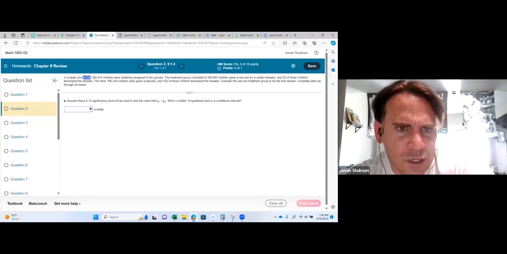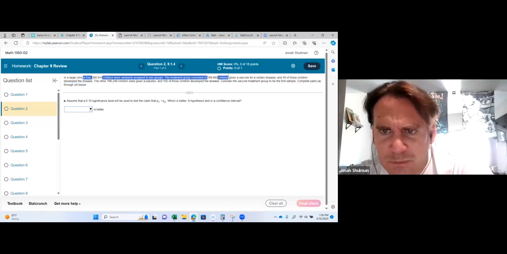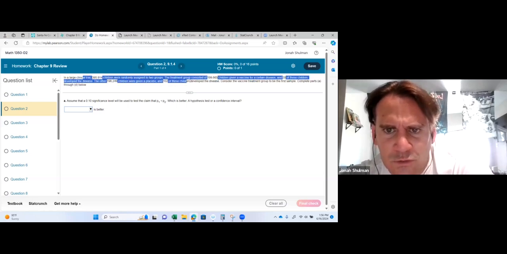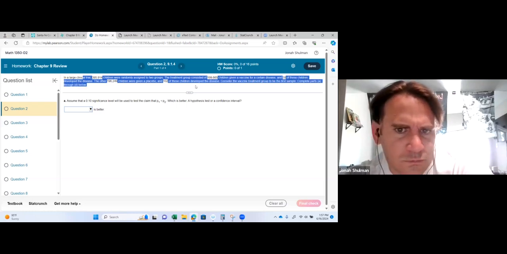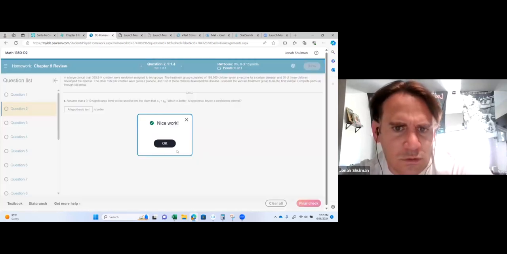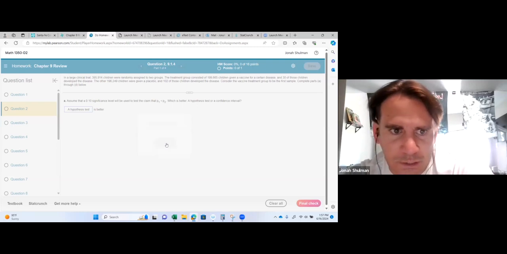In a large clinical trial, this many children were randomly assigned to two groups. The treatment group consisted of this many given a vaccine, and 30 of those developed the disease. The other children were given a placebo, and 102 of those developed the disease. Considering the vaccine treatment group to be the first sample, assume 0.10 significance. Which is better, a hypothesis test or a confidence interval? I would go with the hypothesis test. I think that's better for this situation, because when we want to know if one is better, a confidence interval is like, can we be sure in a range? And I don't think that works for the vaccine.